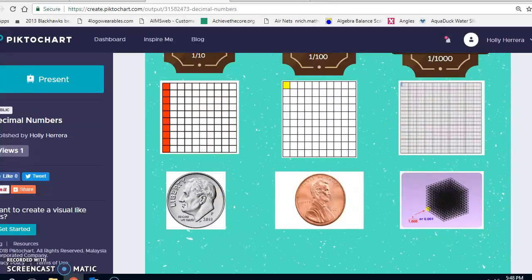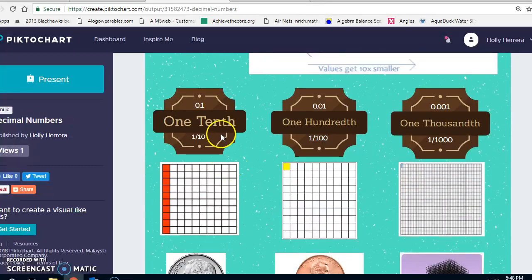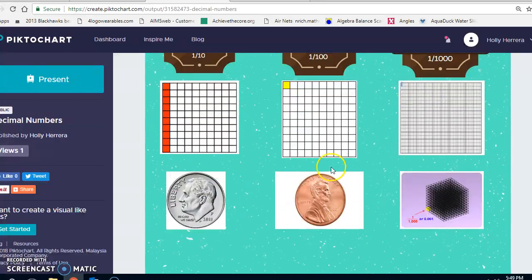Then we moved into 1/100th. So now as we move further to the right of the decimal point, we can see that our value becomes smaller. Here was 1/10. Now we have 1/100th. And there's that visual. And then also the penny. We can talk about that dollar being the one whole and the penny being 1/100th.